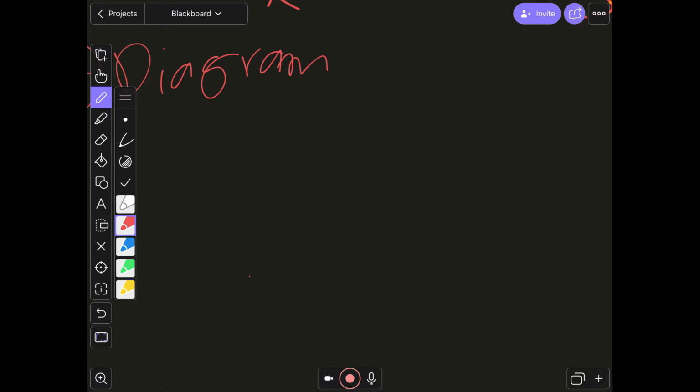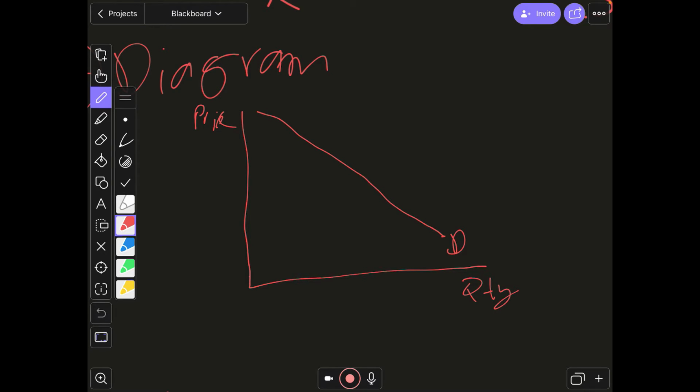So this is a basic demand curve. This is the price axis. This is the quantity axis. This is the demand curve here, right? Now at this demand curve, let's say this is the price P1, quantity Q1. Let's just elongate this curve, right?